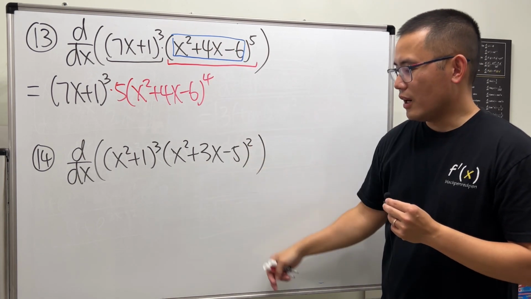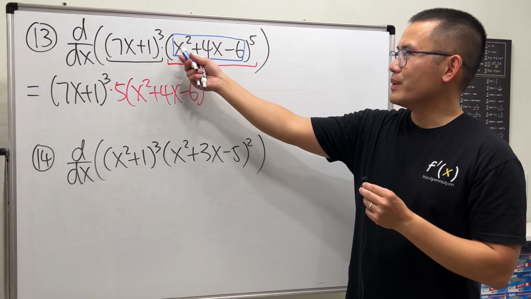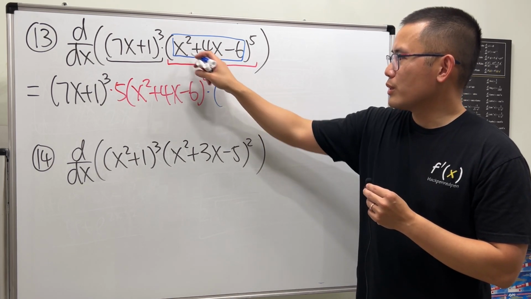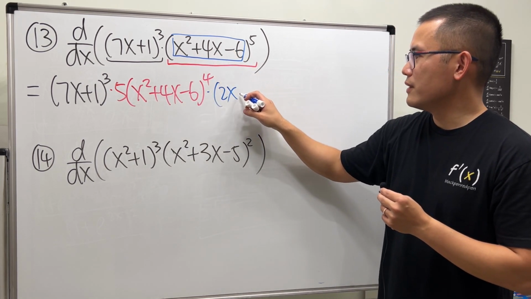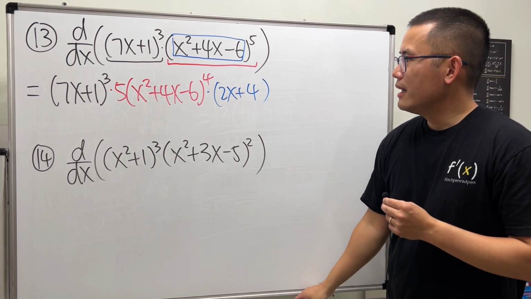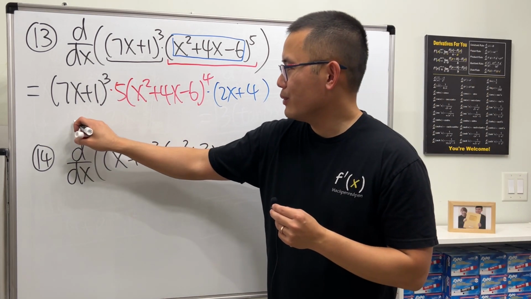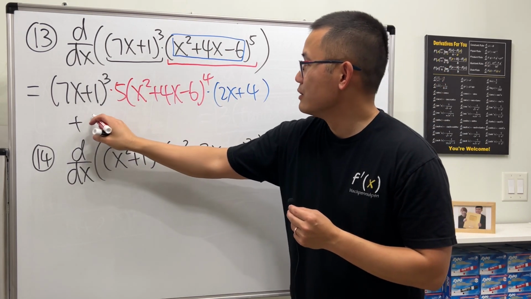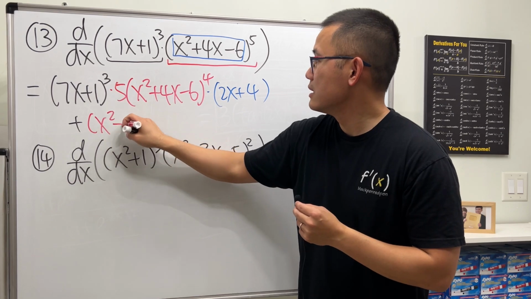And what's the derivative of the blue box? Well, remember it has 3 terms. So open the parentheses. This right here will give us 2x. This right here will give us plus 4. Yeah, like that. And that'll do it. And then continue plus the second function, which is the red part here. Just write that down as how it is.